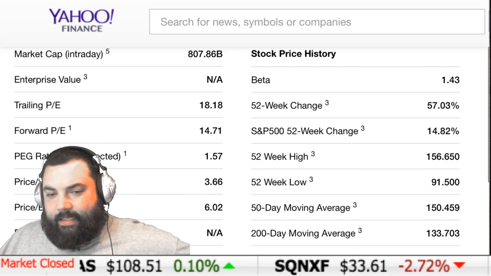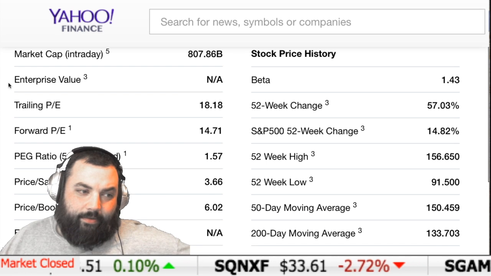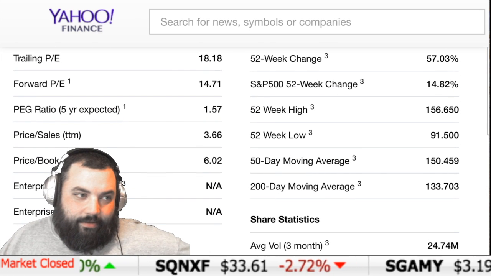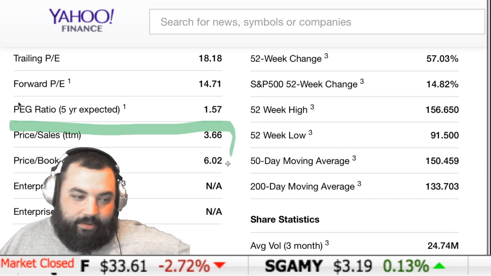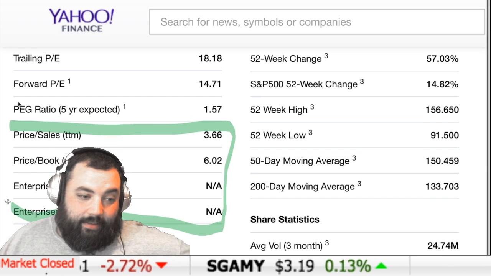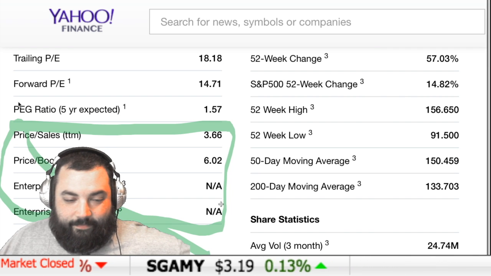Now we'll move on here. Those are the valuation ones that I look at. You can see I'm leaving out a good chunk of them. Price to sales, price to book, the enterprise value, anything EBITDA, I stay away from, by the way.